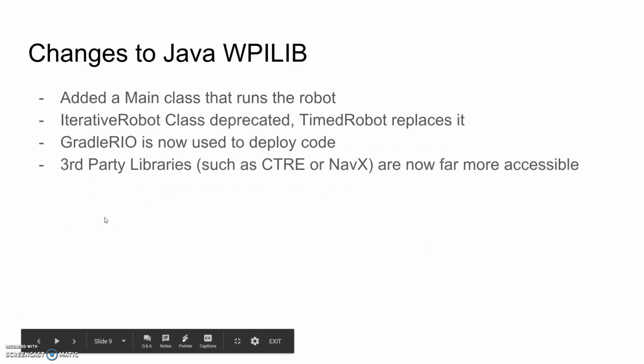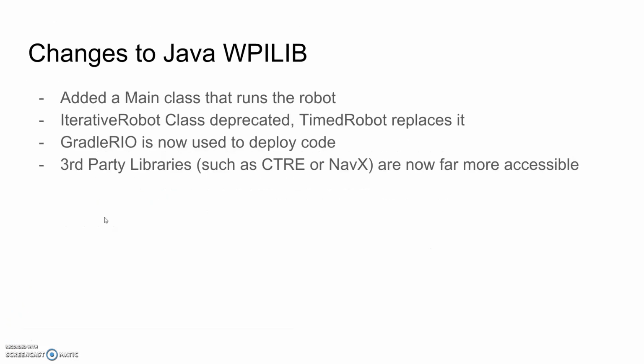Some changes to Java WPILib. They added this new main class, which is now the location of the start robot method, and is called at the beginning of robot startup. The iterative robot class was deprecated, and timed robot replaced it. GradleRIO is now used to deploy code. This has its advantages and disadvantages.